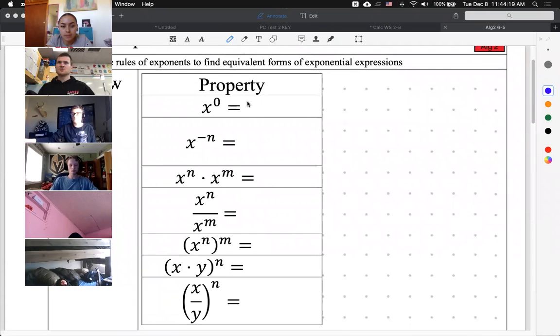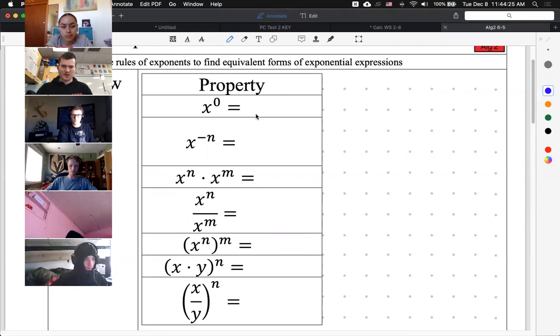Anything to the power of 0 is... make sure all of your cameras are on, Wyatt... it is? Always 1. It is always 1.